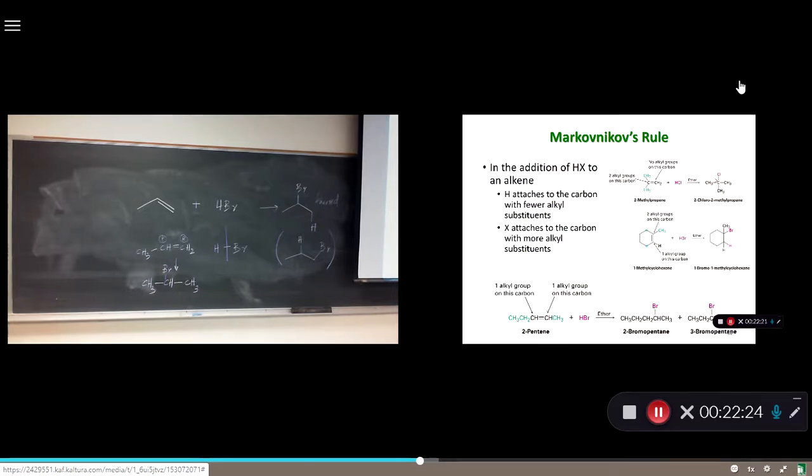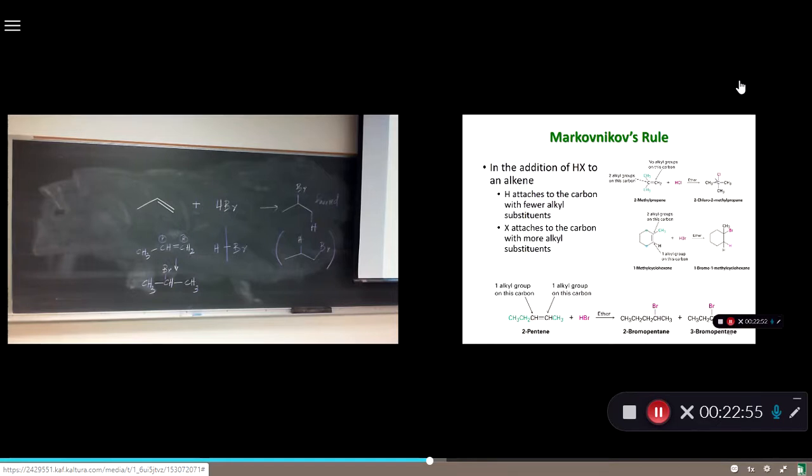Do we get it? But honestly, Markovnikov said nothing about money, okay? This is what Markovnikov said. When you are adding something like HX, X could be anything. It could be a halogen, an OH, or anything. So in this example, of course, X is a chlorine or a bromine. So when you are doing an addition reaction of HX to an alkene, hydrogen attaches to the carbon with fewer alkyl substituents. This is what he actually said.